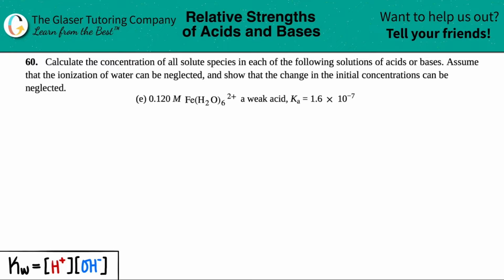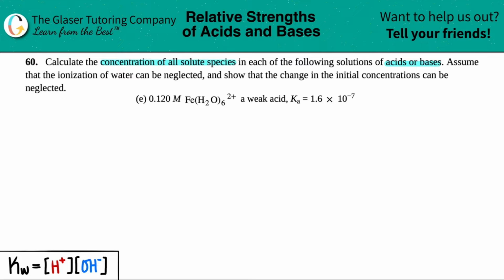Number 60. Calculate the concentration of all solute species in each of the following solutions of acids or bases. Assume that the ionization of water can be neglected and show that the change in the initial concentrations can also be neglected. Okay, and then last one out of the bunch.